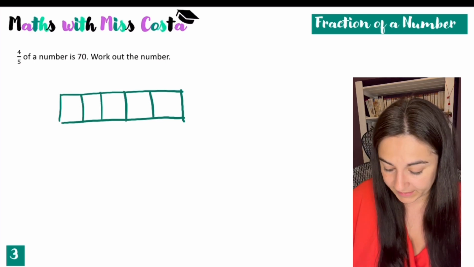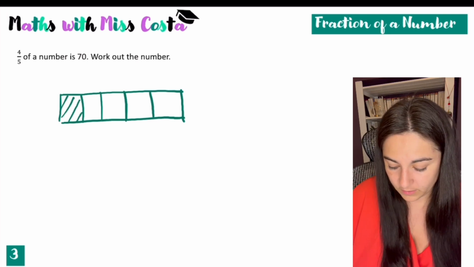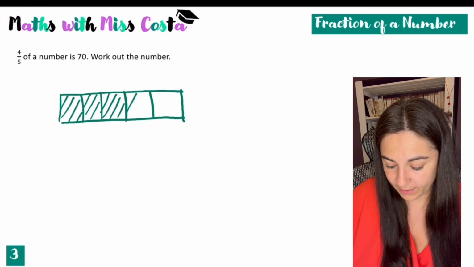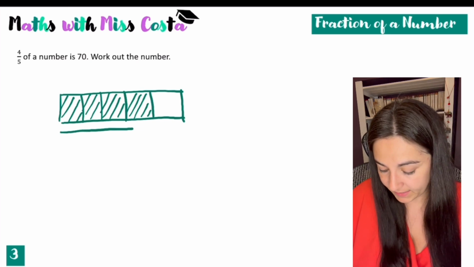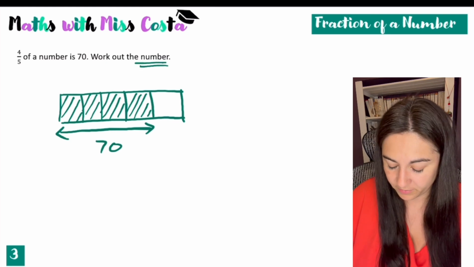So 4/5 means something has been split into 5 parts, and you are talking about 4 of those. So 4 out of 5 parts, that's what 4/5 means. Now 4/5 of a number is 70, so these 4 parts make up 70, and I need to work out what the original number is.